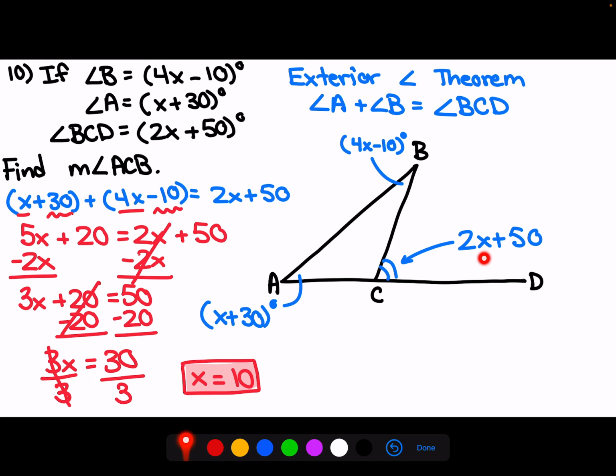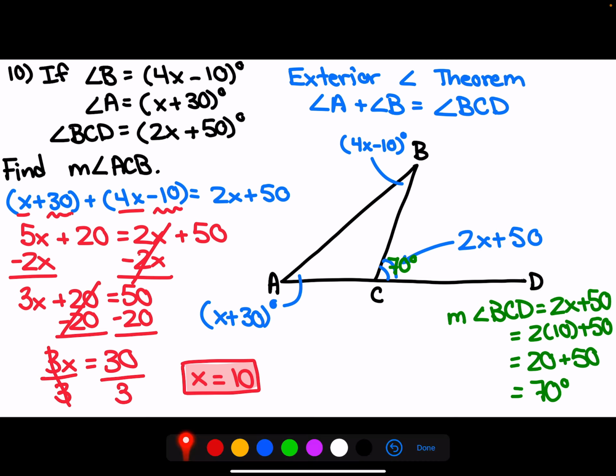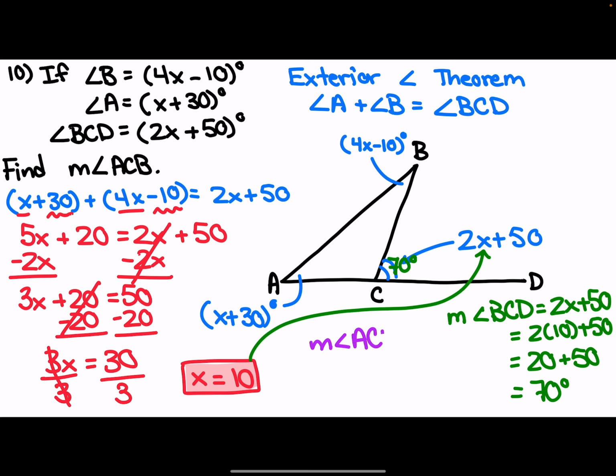I'm going to go ahead and plug into our exterior angle. That'll give me 70 degrees for angle BCD. 2 times 10, which is 20, plus 50 is 70. And I know that we have a straight angle here because we see a straight line. So I can do 180 minus 70 will give me this interior angle. So therefore, angle ACB is equal to 110 degrees.